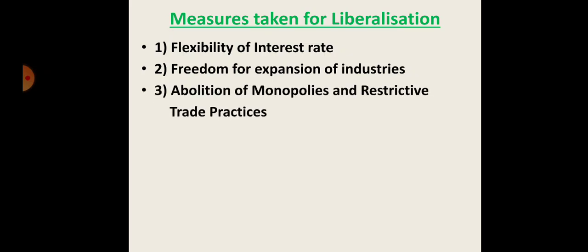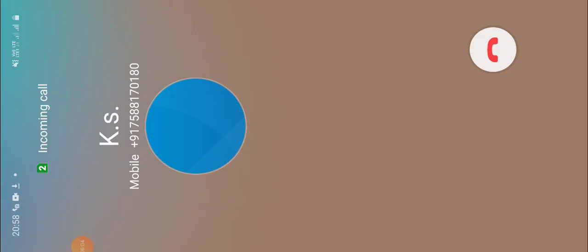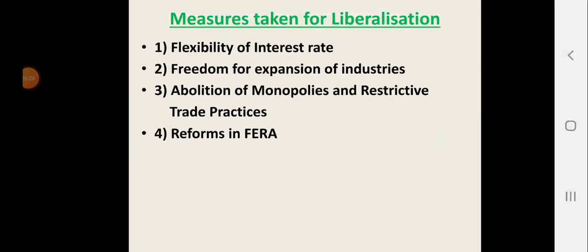Then the next measure is the abolition of monopolistic and restrictive trade practices. We know the MRTP Act. This is the most important act, from 1969. According to this act, all those companies having assets worth rupees 100 crores and more were classified as MRTP firms, and were subject to several restrictions. Now these firms have the freedom to take their own decisions, including investment decisions. So that is the abolition of monopolistic and restrictive trade practices.